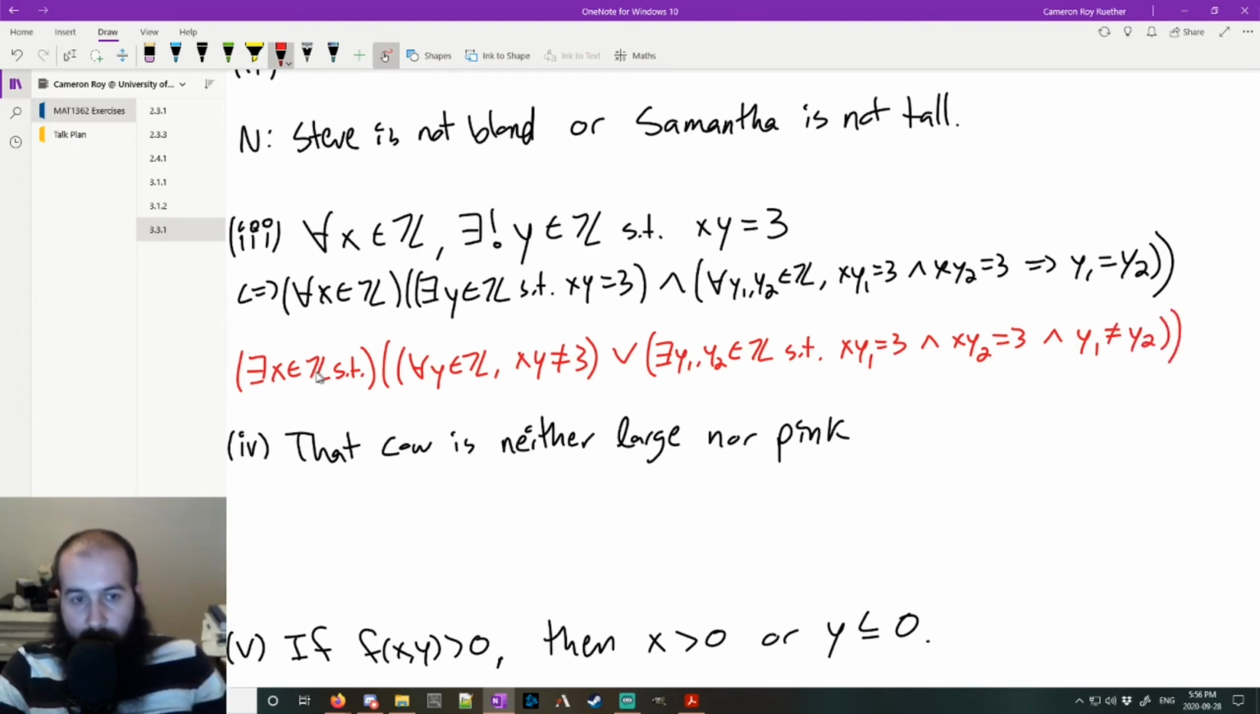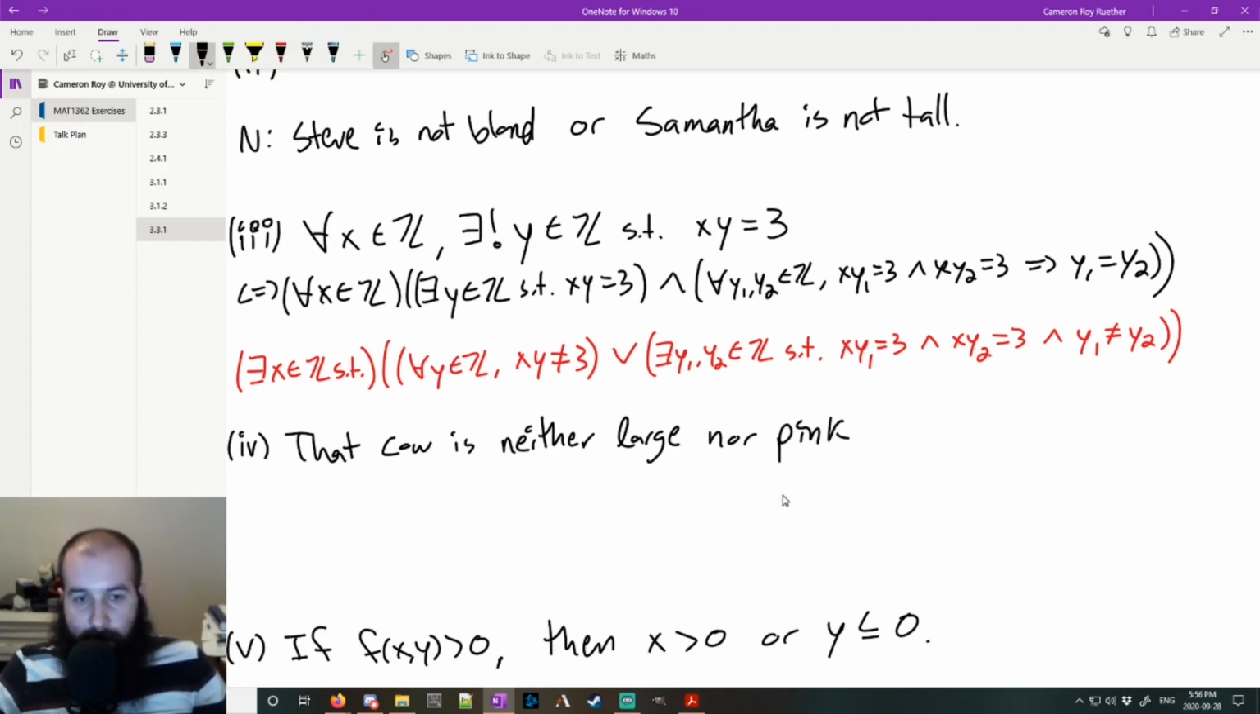The way we can understand this long negation, the original statement claimed that for all x, there was only one y such that x times y is 3. The negation then is either there's no y, or there's more than one y. This portion here is there's no y. For all of them, it doesn't work, so there's no y. Or this portion here is that there's more than one y. There's two y, they both do it, and they're not equal. So this is the negation of this.